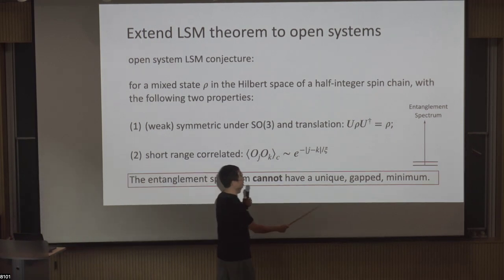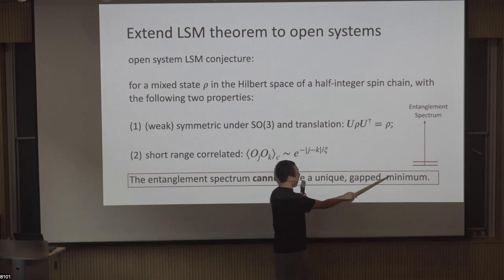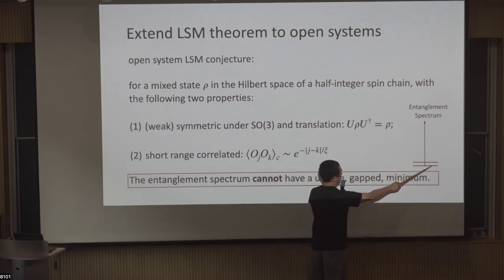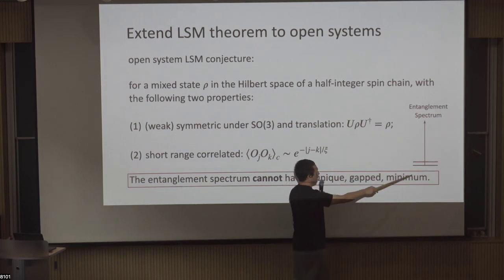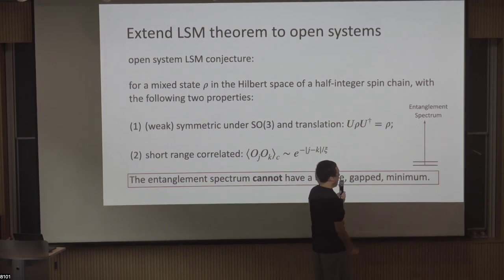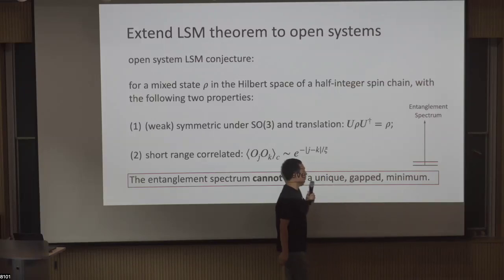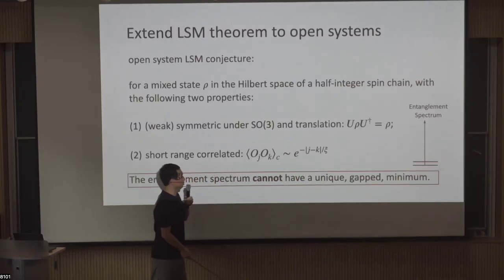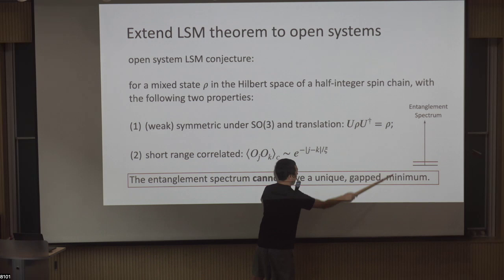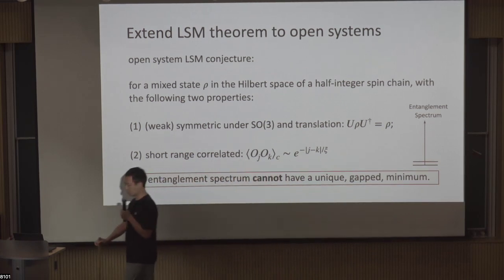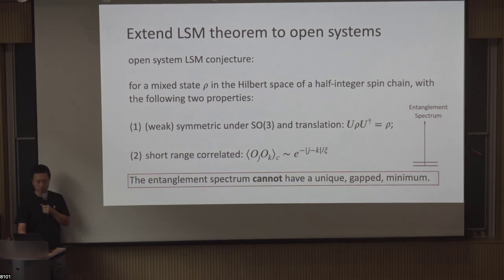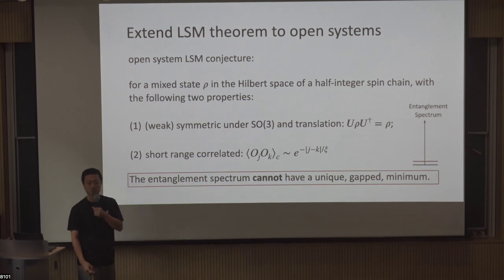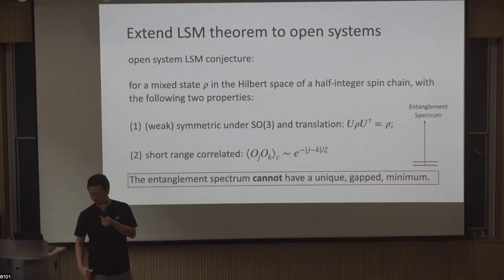So that's the same as the LSM. If you look at the lowest eigenstate of the entanglement Hamiltonian, which is minus log rho, the next one must be very close to the ground state. So the ground state of the fictitious Hamiltonian, the entanglement Hamiltonian, which I will comment on in a moment. I'm going to explain that.